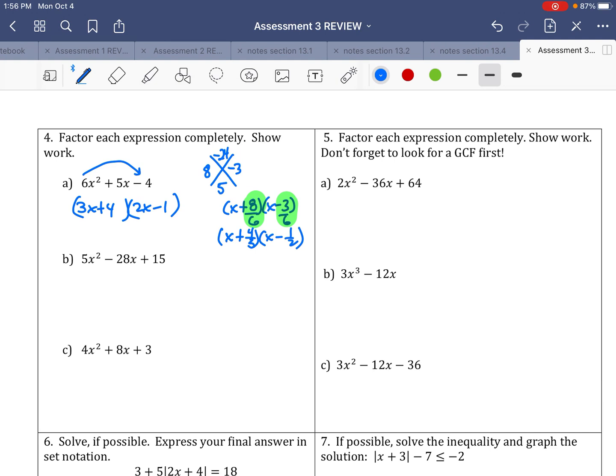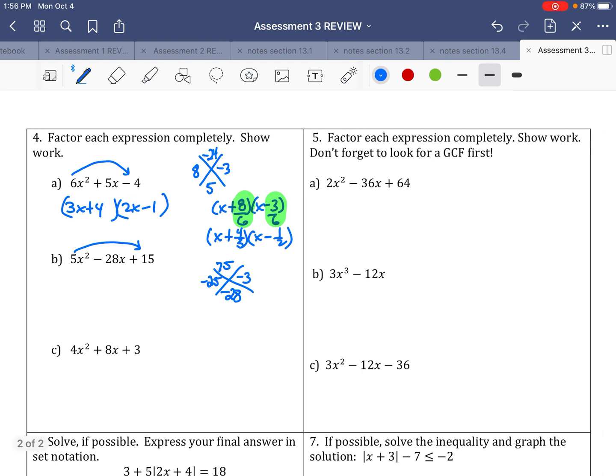All right, 5, 28, and 15 on letter B, nothing in common, so let's multiply. So that would be 75, kind of a big number, and then negative 28. But think of some money. 25 times 3, 3/4 is 75 cents. So if I do a negative 25 and a negative 3, there's my 28, and there's my 75.